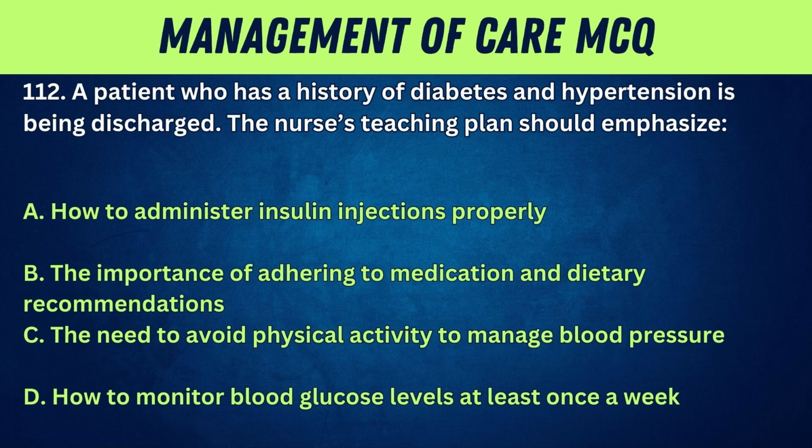112. A patient who has a history of diabetes and hypertension is being discharged. The nurse's teaching plan should emphasize A. How to administer insulin injections properly. B. The importance of adhering to medication and dietary recommendations. C. The need to avoid physical activity to manage blood pressure. D. How to monitor blood glucose levels at least once a week.